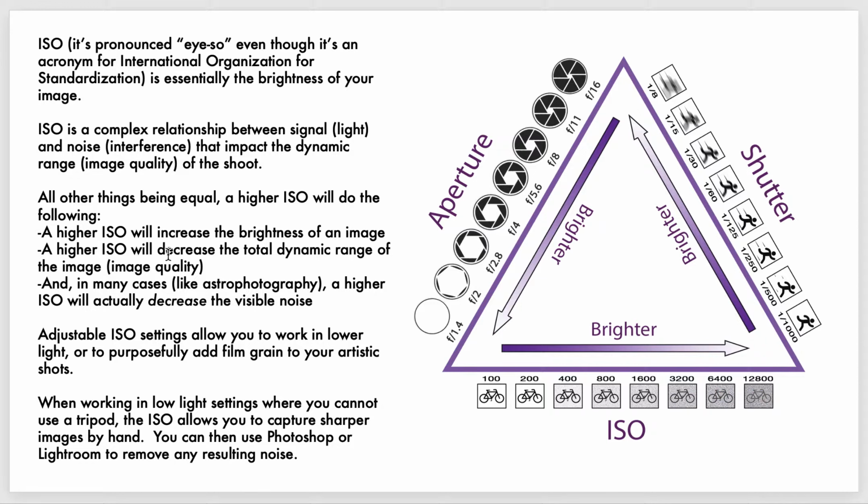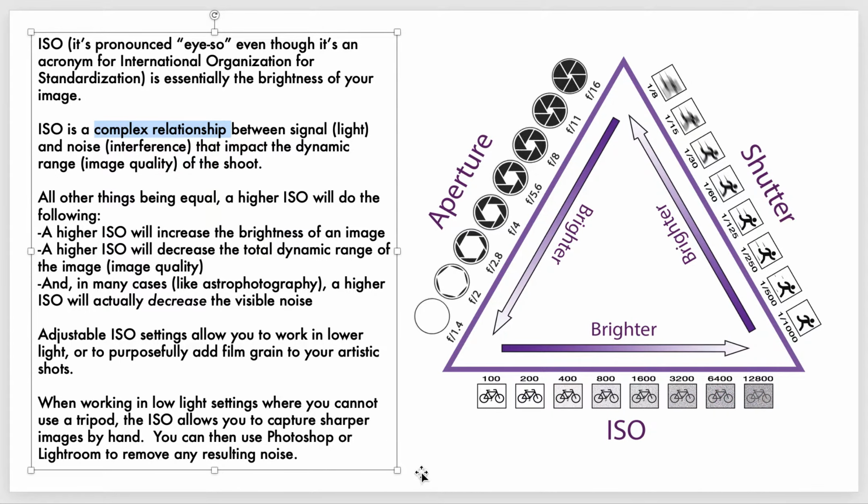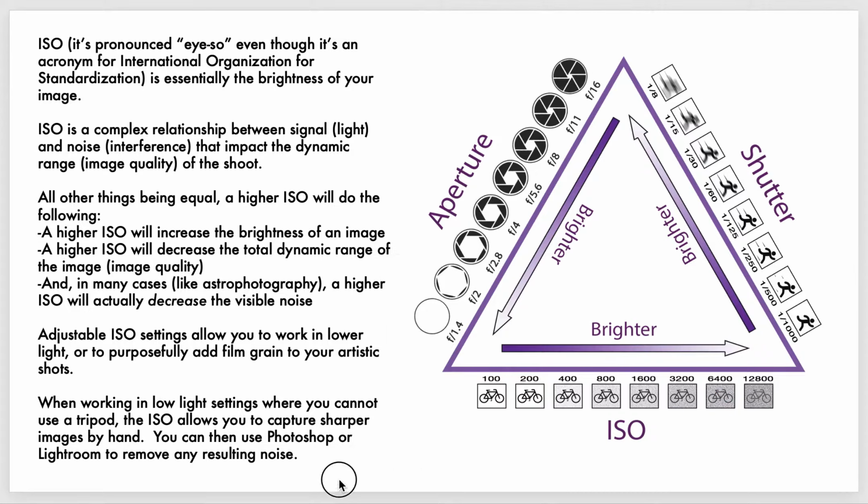Okay. A higher ISO will decrease the total dynamic range of the image, which is its quality. And in many cases, like astrophotography, where you go out and shoot the stars, a higher ISO will actually decrease your noise. Okay. So that's why it's a complex relationship, because in some cases, when you're out shooting at night in the dark, when you set for the proper exposure, which you will have to do manually, it will actually decrease your noise. And I'll show you what that looks like in a minute.